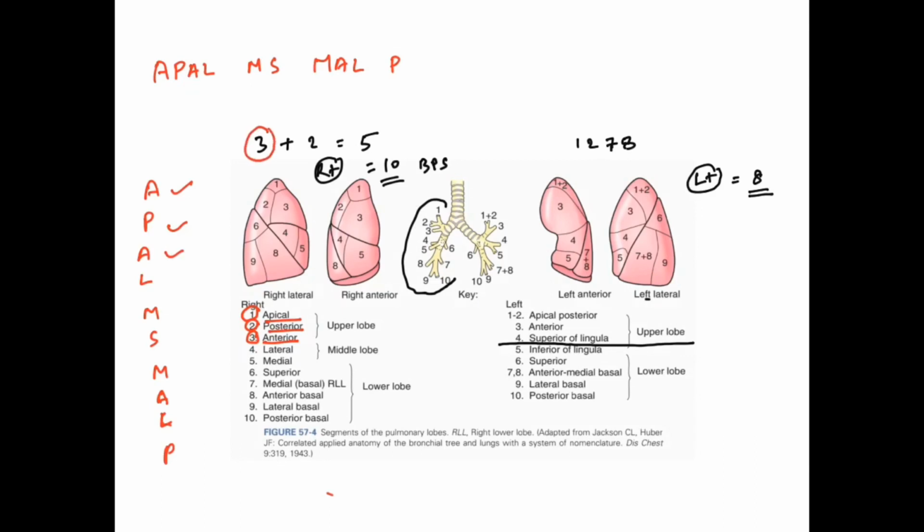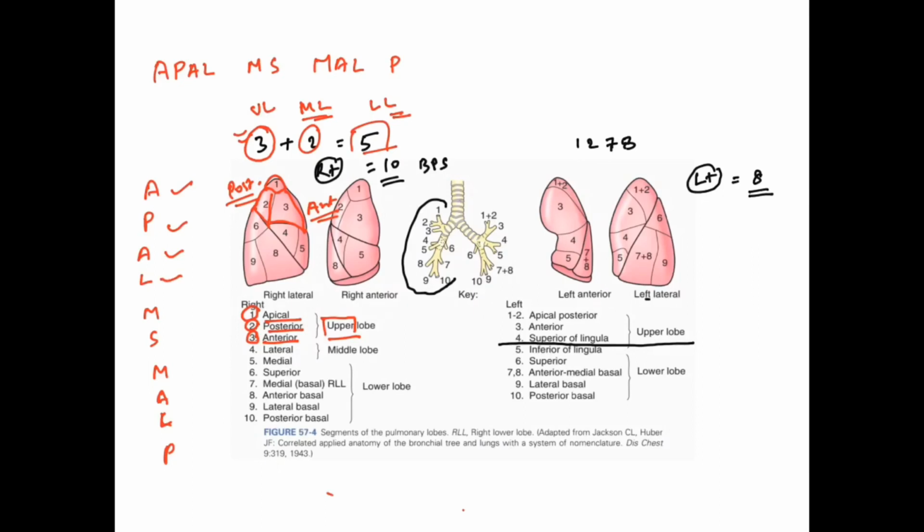So these first 3 segments come under the upper lobe. This is the first apical, second posterior, and third anterior. This is the anterior and this is posterior. Now 3 plus 2 is equal to 5. That means the upper lobe has 3 segments, the middle lobe has 2 segments, and the lower lobe has 5 segments.